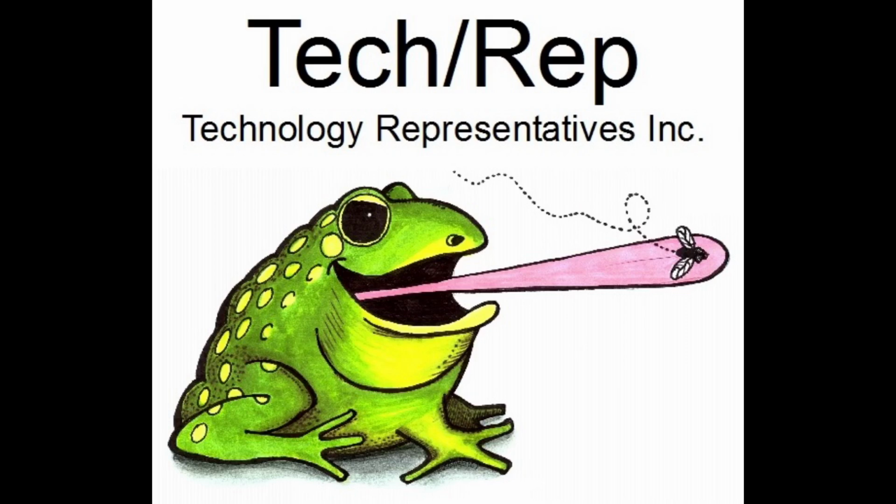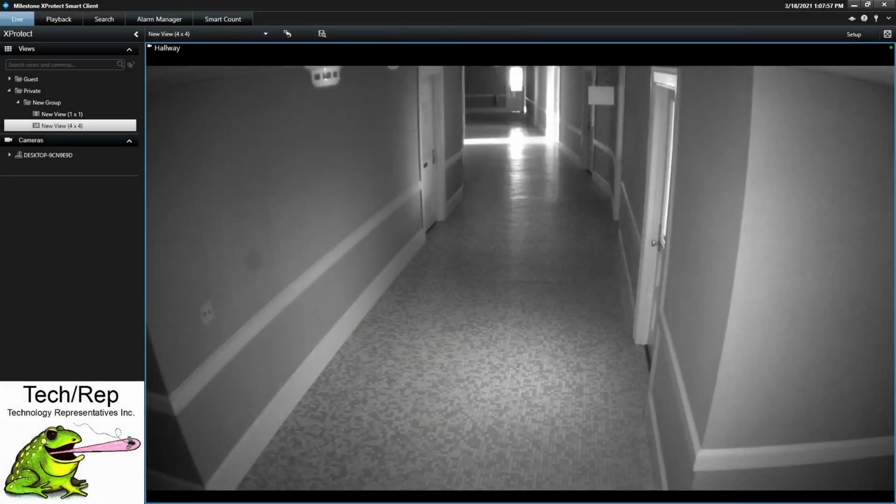This is a new feature that's added directly into the Milestone ecosystem and runs directly through your Milestone Smart Client viewing machine. Basically, what you're looking at is a very simple smart client, and you'll see it's very typical. We have a hallway camera up here now that I've hijacked for this demo. But you'll see now we have a new tab here called Smart Count.